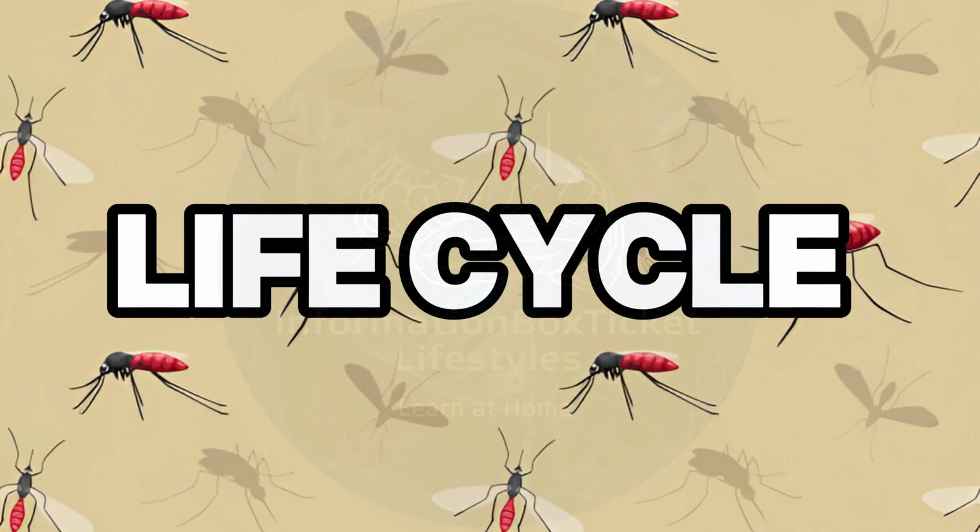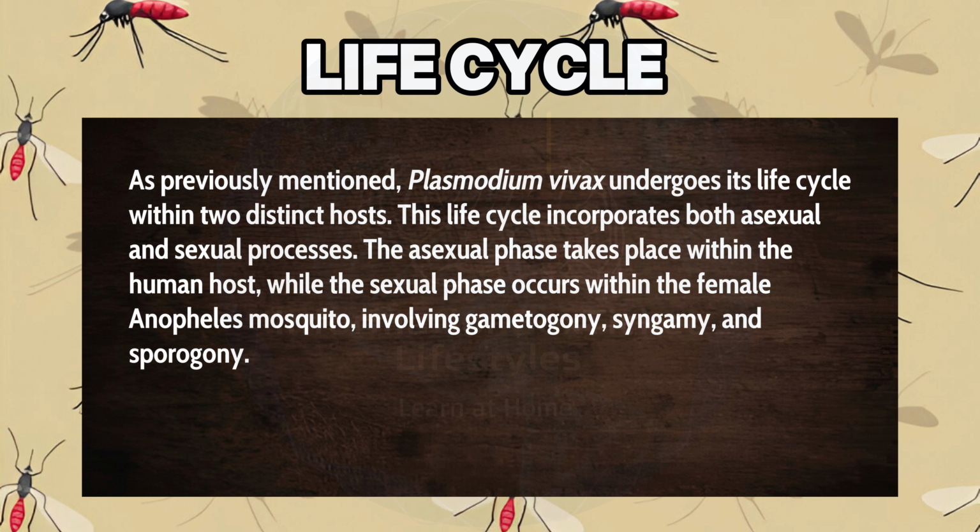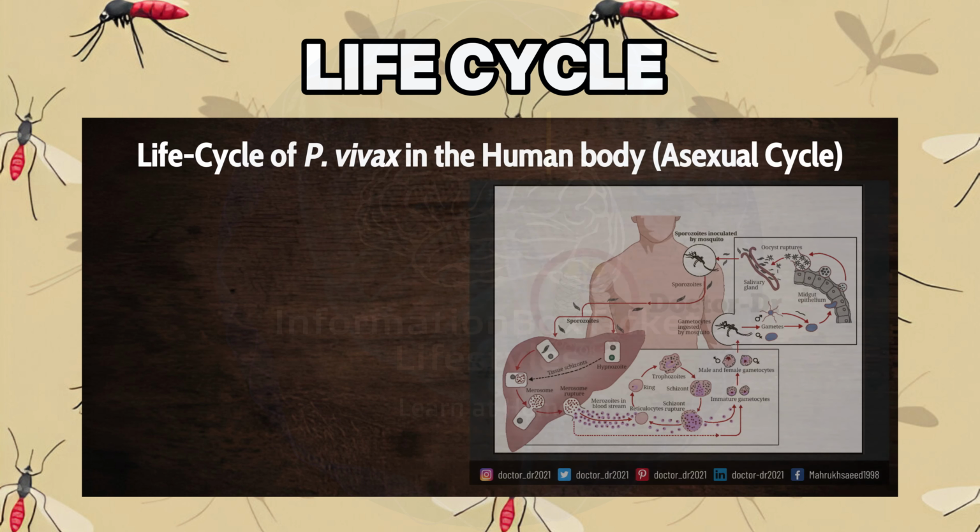Life cycle of Plasmodium vivax. As previously mentioned, Plasmodium vivax undergoes its life cycle within two distinct hosts. This life cycle incorporates both asexual and sexual processes. The asexual phase takes place within the human host, while the sexual phase occurs within the female Anopheles mosquito, involving gametogamy, syngamy, and sporogamy.